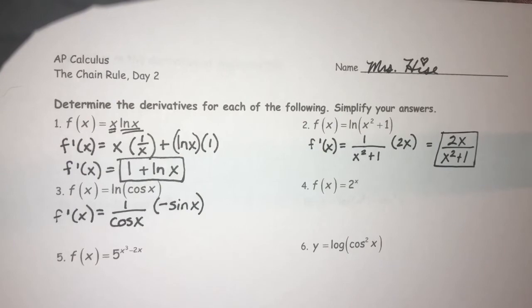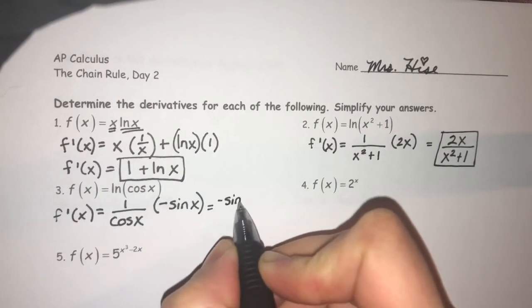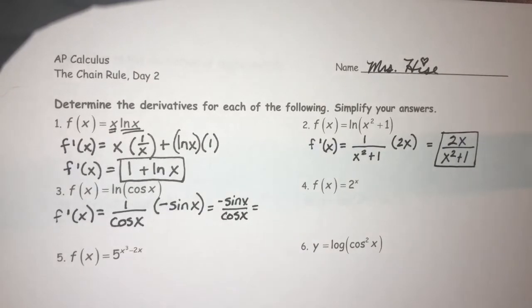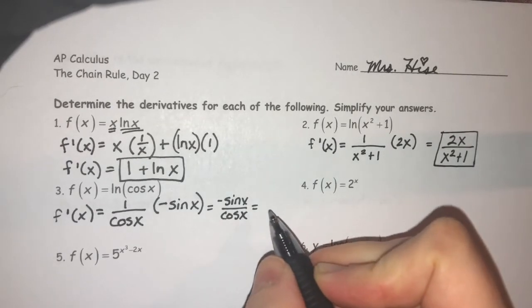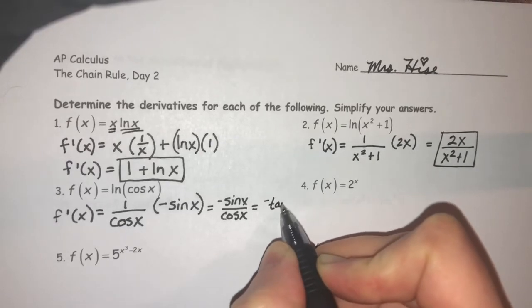Now, to simplify this, you have negative sine of x over the cosine of x, which can be written using the quotient identity from trig, from pre-cal. Negative sine of x divided by cosine of x would be negative tangent of x.